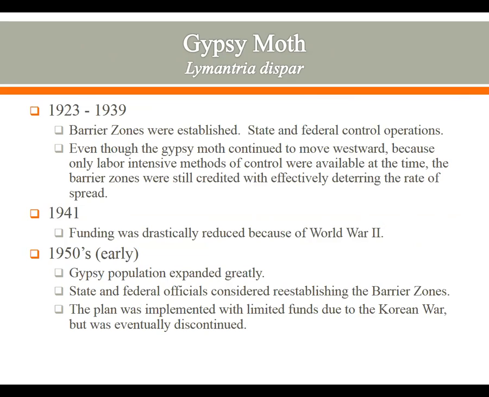In 1941, funding was drastically cut because of World War II, so efforts to slow the spread were minimized. In the 1950s, populations expanded greatly again. State and federal officials again reestablished the barrier zones, and then there were plans to implement, but funds were curtailed again due to the Korean War back in the 50s. So this funding process with the gypsy moth was ongoing even back in the early stages.